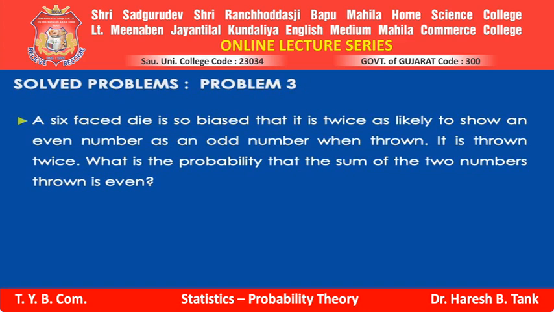A six-faced die is so biased that it is twice as likely to show an even number as an odd number when thrown. If it is thrown twice, what is the probability that the sum of the two numbers thrown is even? It's a biased die. Right? Keep it in mind. Let us solve it.